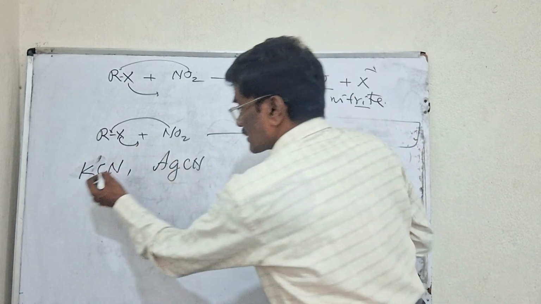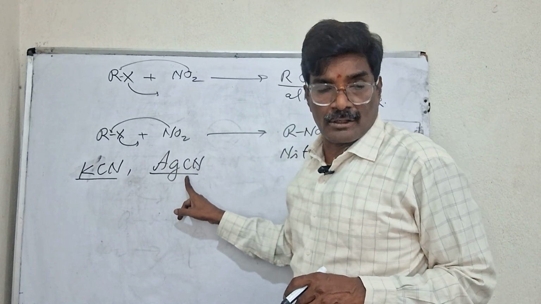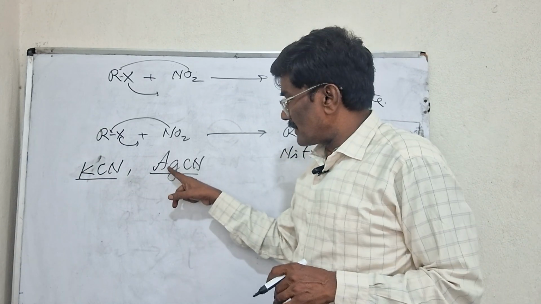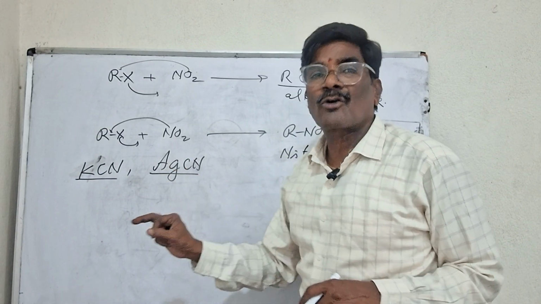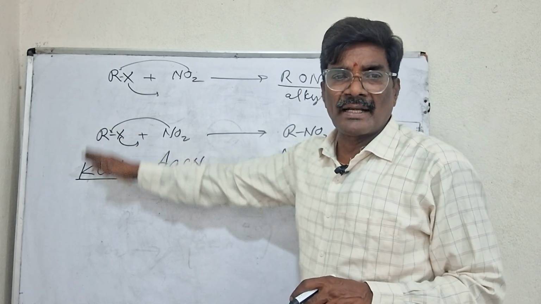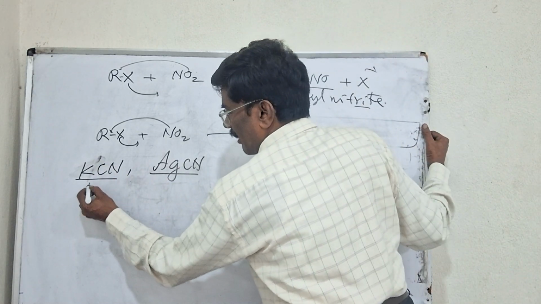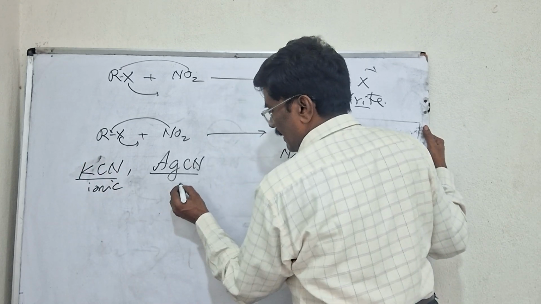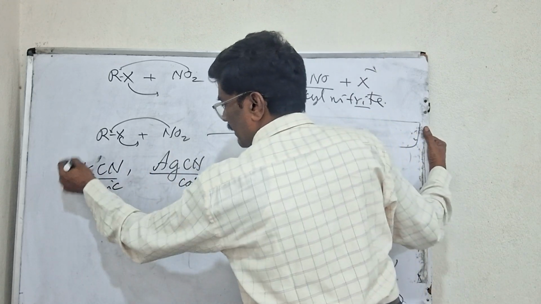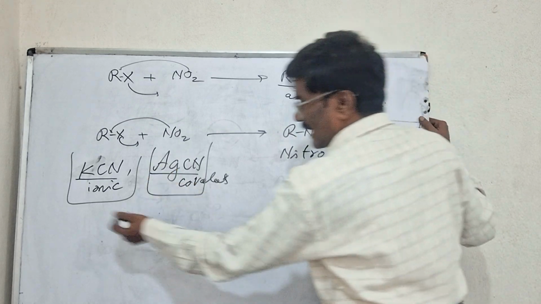Why? Let us see. You know that KCN is an ionic compound and AgCN is a covalent compound. The bond between Ag and carbon is covalent, strong, and does not break. The ionic bond is very weak; when dissolved in water it splits into ions. So this is ionic, the most important point, and this is covalent. These are dissolved separately in two containers. Then RX is added.